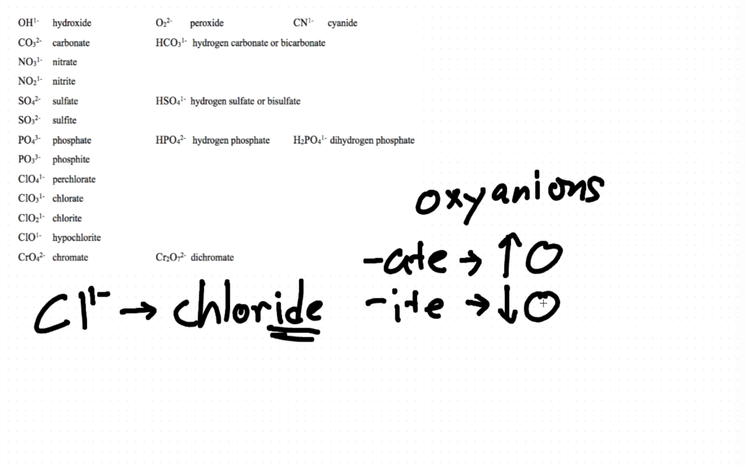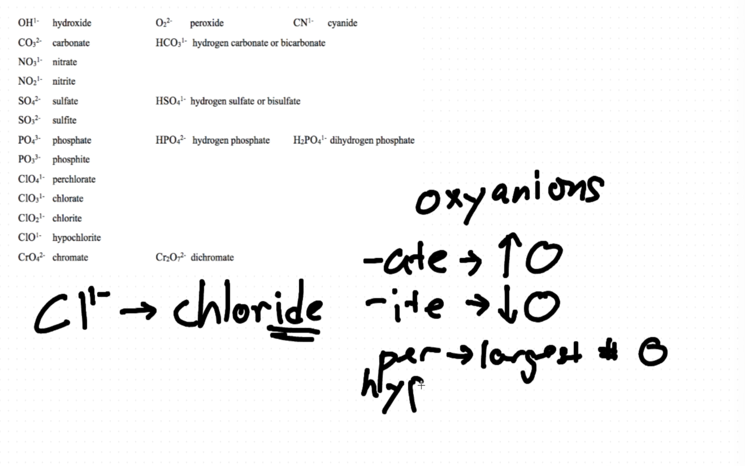For elements that form more than 2 oxyanions, the prefix is per-, which goes for the largest number of oxygen atoms. And in contrast, hypo- is the prefix for the least number of oxygen atoms. Now, oxyanions that contain hydrogen have the word hydrogen in their names. They may also be named non-systematically using the prefix bi-.